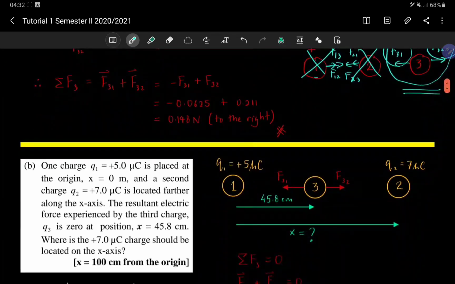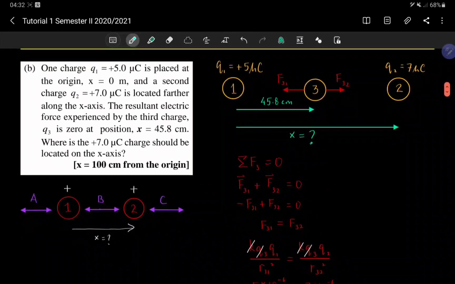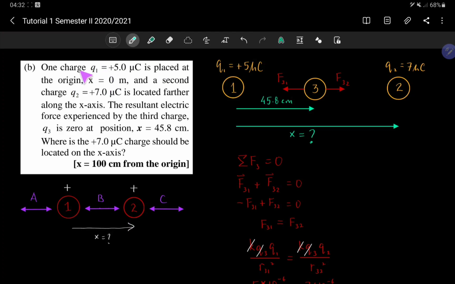Okay, now let's continue with the second question, which is number 1B. One charge is given, Q1, which is positive 5 microcoulomb, placed at the origin, at x equals 0, and a second charge, Q2, with 7 microcoulomb magnitude, is located farther along the x-axis. The resultant electric force experienced by the third charge, Q3, is 0 at position x equals 45.8. So where should the 7 microcoulomb charge be located on the axis? They ask you to find the position of Q2.